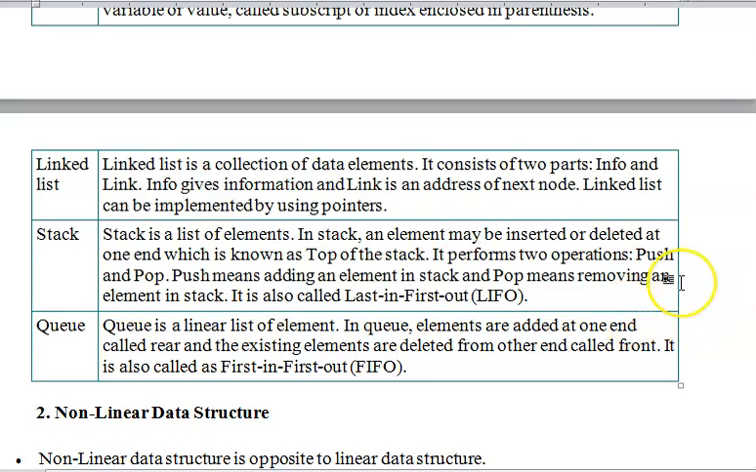So these are the examples of linear data structures where we can specifically say that this element is coming before the other element or this is coming after another element. Such type of structuring is called linear data structure. Arrays, linked lists, stacks and queues are the examples of linear data structures.